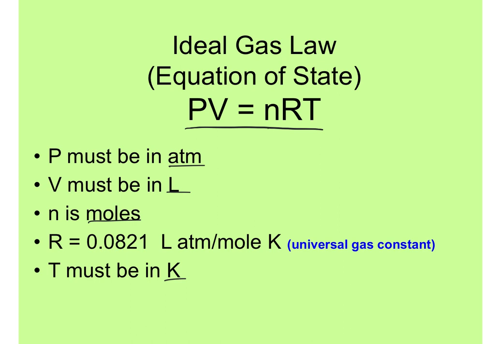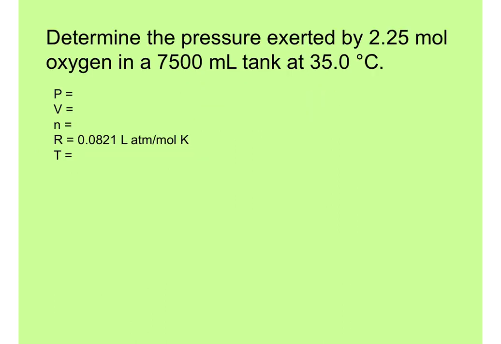N, which is this lowercase here, is going to be the number of moles that you're looking at, so moles of gas. R is a constant, what's known as the universal gas constant. This number will always be given to you. And then the temperature has to be in Kelvin, which we've seen before. So literally for this set of notes, we're just doing some practice problems and moving on.